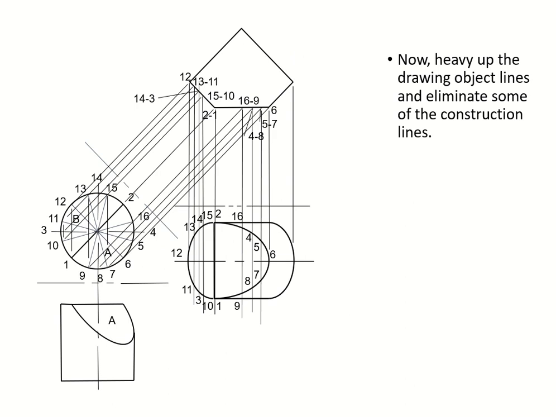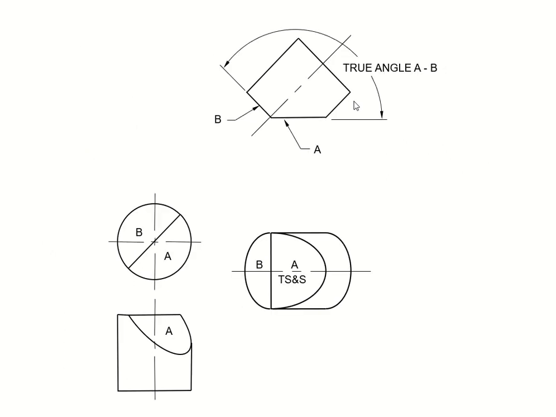From this primary auxiliary view, you can get your true angle, because you have surface A and surface B as edge views, which are lines. This is the point of intersection of the edge view lines coming out from these two surfaces. The point of intersection between the edge views of your surfaces A and B is your true angle, a pretty big angle, over 90.